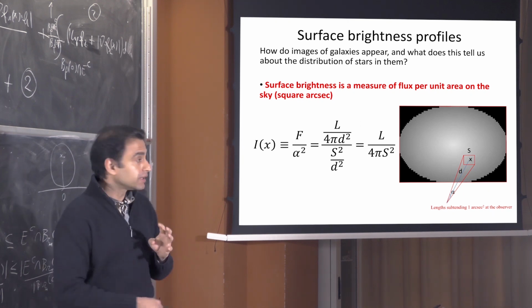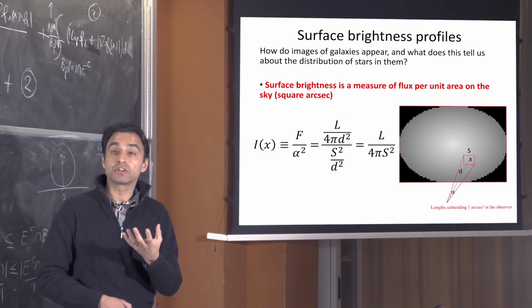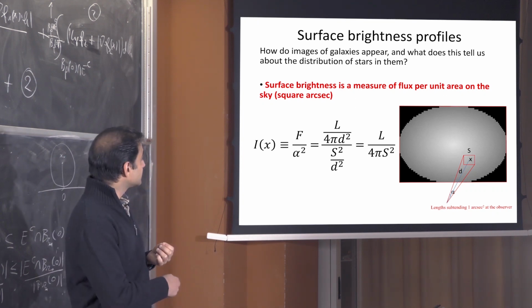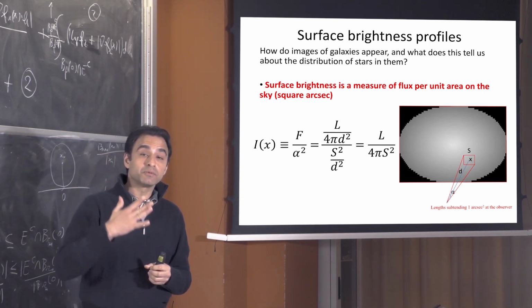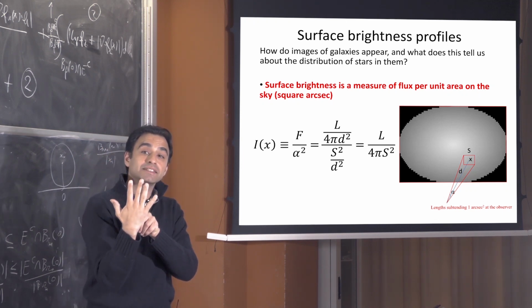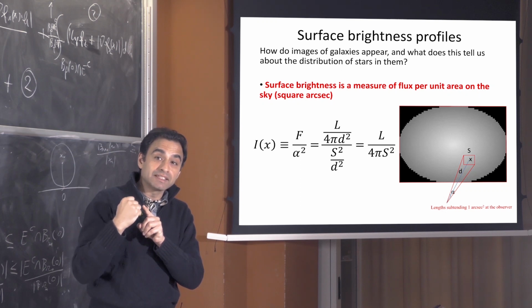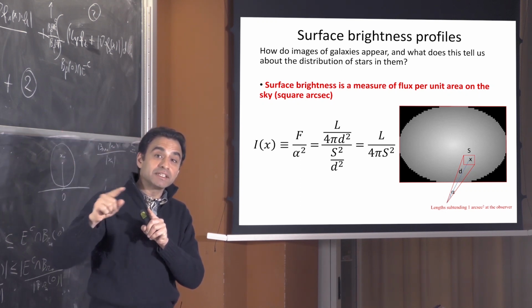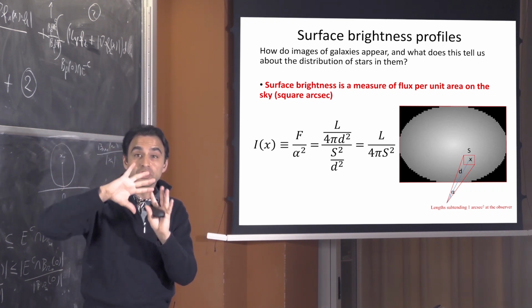So now we can rearrange this equation by making use of our definition of flux, which I remind you, flux is defined as the luminosity divided by 4 pi d square. In other words, the flux that we receive, which is the energy per unit time per unit surface at a given distance d, is the total luminosity divided by the full surface area at distance d, which is 4 pi d square.